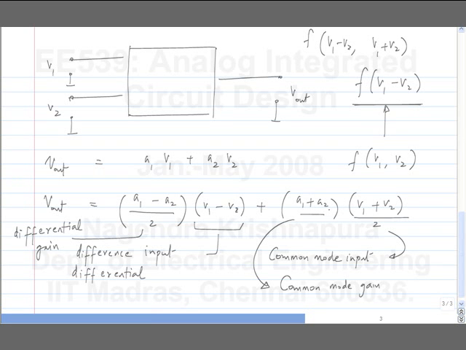So this is just a matter of definition, and we will use this in the rest of the analysis. Okay. But what I want you to understand is there is nothing special going on here. We have just redefined the variables to be differential and common mode. That's all. Because we want the differential output, it brings out what we want more easily.